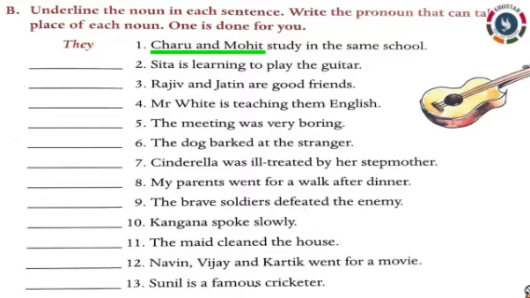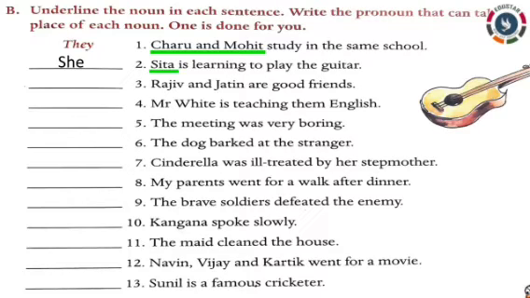Second sentence. Sita is learning to play the guitar. Here, about whom are we talking? Sita. Sita is a girl. So, we should use the subject pronoun she.